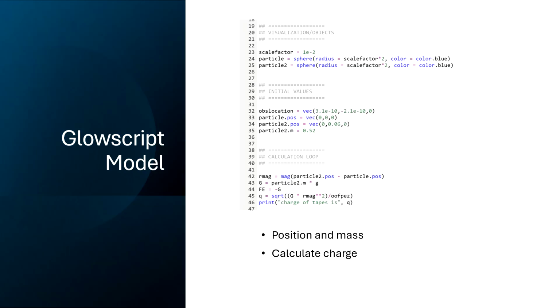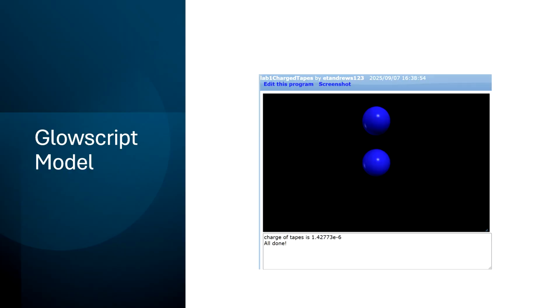So I plugged that equation as well as the constants into GlowScript and used that to calculate Q, which I found to be 1.4 times 10 to the negative 6 coulombs.